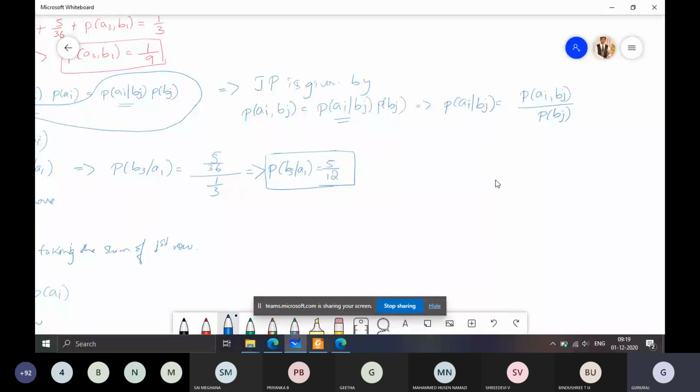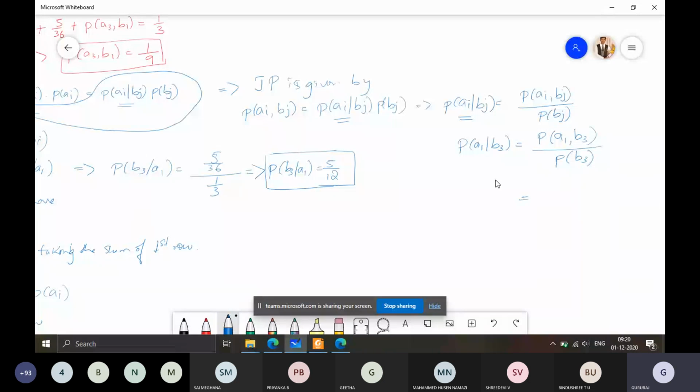Okay, so now we have to substitute the i and j terms. Since we want P of A1 by B3, i is equal to 1 and j is equal to 3. So P of A1 comma B3 divided by P of B3. We already know P of A1 comma B3, and we already know P of B3 also. We have found that. So just substitute the values.